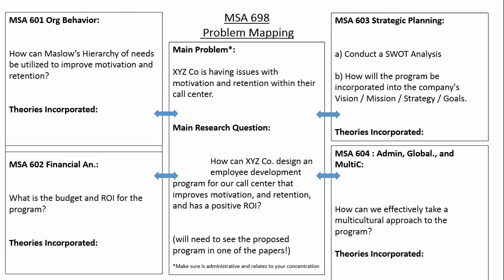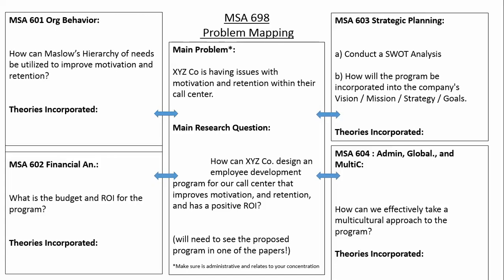Okay, go to the org behavior. How can Maslow's hierarchy of needs be utilized? Another good one is Herzberg's needs theory. Herzberg's needs theory has satisfiers and dissatisfiers, and it lends itself perfectly for analysis in a short paper like this. And in finance, what are the budget and ROI?